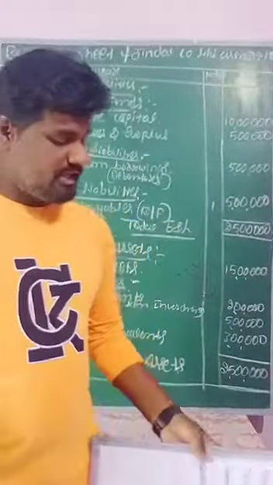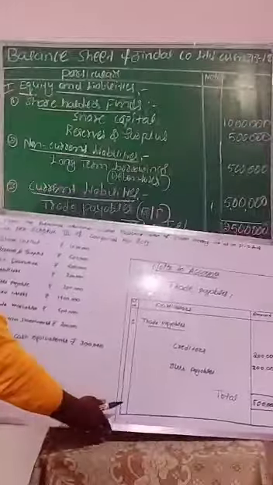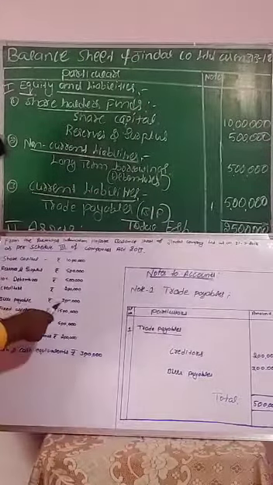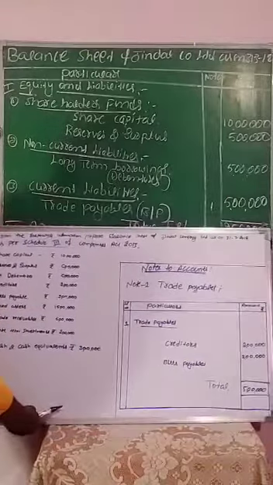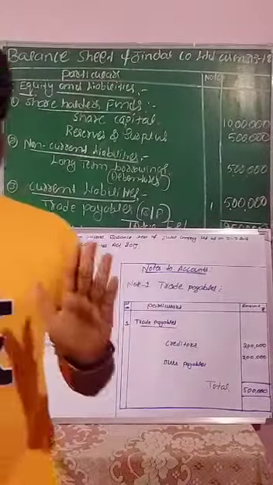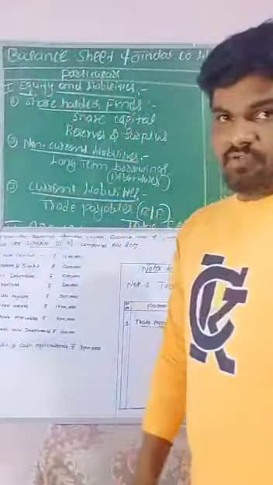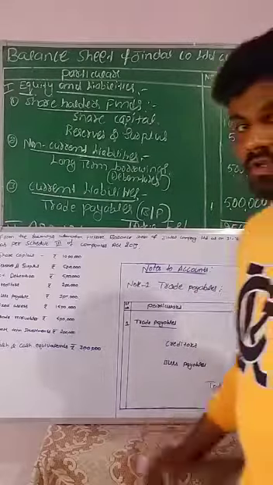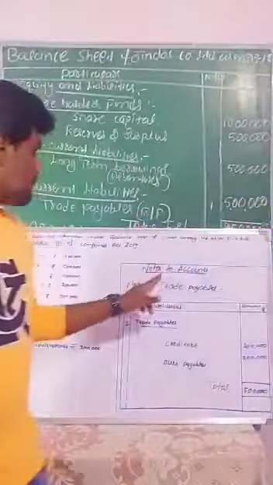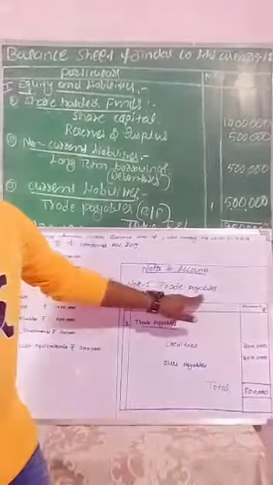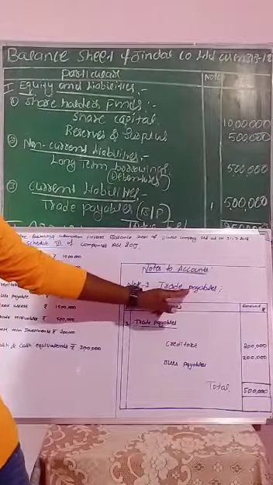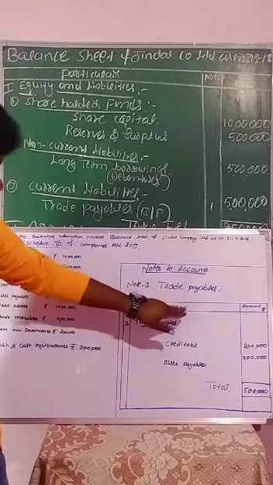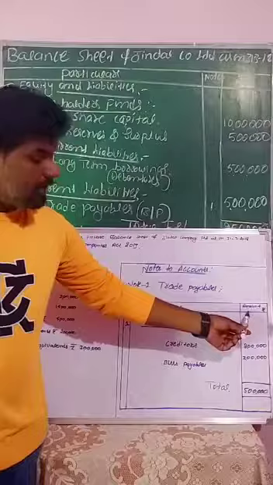The two transactions are: first, creditors of 2 lakhs rupees, and the same way bills payable of 3 lakhs rupees. In this situation we need to apply a working note. For this calculation, we need to take the working note separately. So, notes to accounts. Under that, note number 1 is trade payables. Under trade payables, you have to take a format: the first column for serial number, the second column for particulars, and the third column for amount.